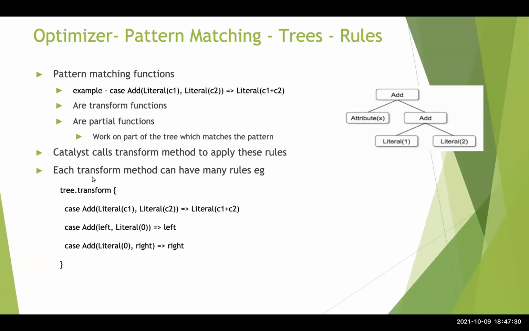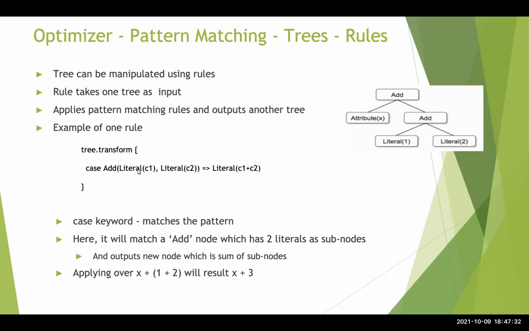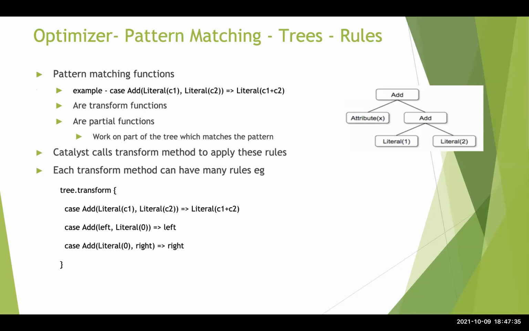One important thing is that here we discussed one transform which has only one rule, but you can have as many rules as you want. Just an example of some other rules. This rule we already discussed: if you have two literals getting added, why would you want Spark to navigate this tree? Just sum the two literals up and put the result here. That way you are also reducing the tree size. Another one: if you have an add node where the left hand side is some value and the right hand side is literal 0, then just convert that into the left hand side only. You can ignore the other node.